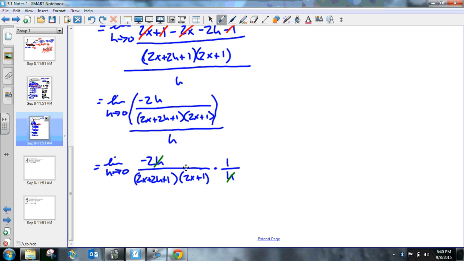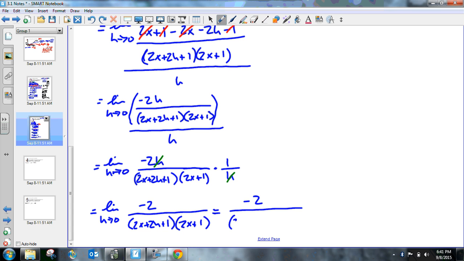Now I don't have this restriction in my denominator. I can now plug in 0. So let's rewrite our limit real quick. We get the limit as h approaches 0 of negative 2 all over 2x plus 2h plus 1 times 2x plus 1. Now I'm going to plug in 0 for h, because I've divided out the h. So I get negative 2 divided by the quantity 2x plus 2 times 0, I plugged in 0 for h, plus 1 times 2x plus 1.